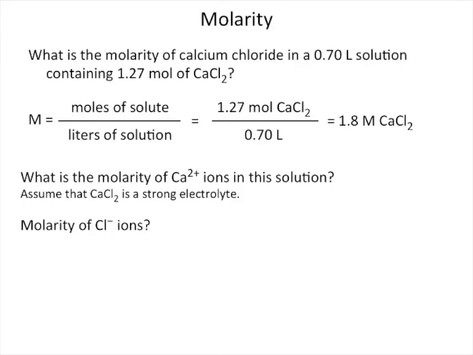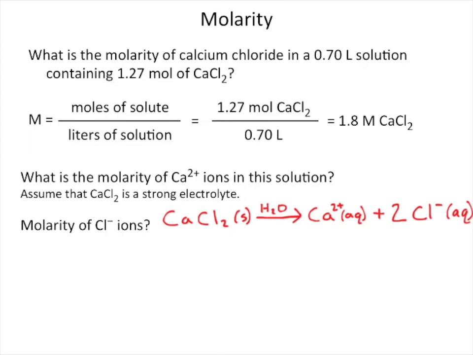Okay, now that we know that we have 1.8 molar calcium chloride, what is the molarity of calcium ions in this solution? So assume that calcium chloride is a strong electrolyte. And what that means is that when you take calcium chloride, solid, and you put it in water, you get calcium ions dissolved in water, and the calcium ions split from the chloride ions, which are also dissolved in water.